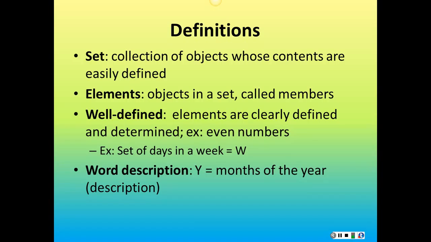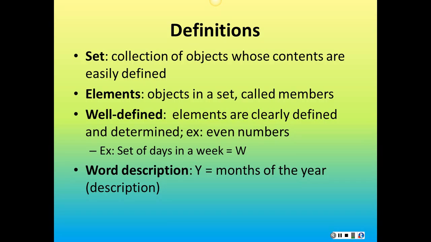A set, if you're not familiar with it, is a collection of objects whose contents are what's called well defined. It means that it's very clear what they are. Those objects are also referred to as elements, or sometimes called members. So elements are members or objects in a set. Well defined means that the elements are clearly defined. In other words, it's very obvious what makes something an element, or what doesn't make it an element.